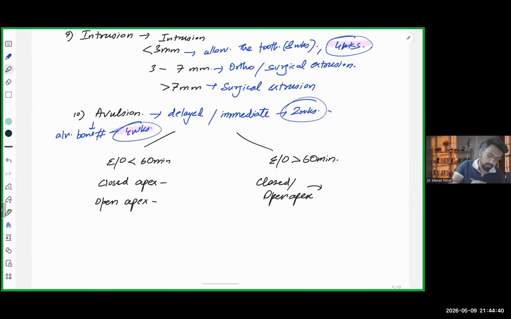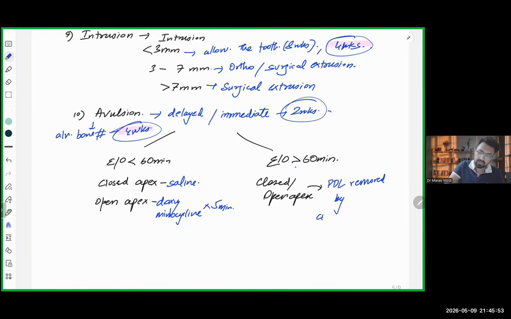So in avulsion, when extraoral time is less than 60 minutes and we have a closed apex, we will treat the tooth with saline. And when there is an open apex, we can treat the tooth with doxycycline or minocycline for a period of 5 minutes. If extraoral time is more than 60 minutes, in both closed or open apex cases, we will remove the PDL with citric acid, 3% in concentration, for a period of 5 minutes.